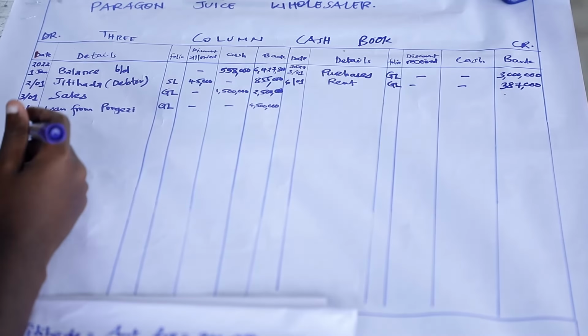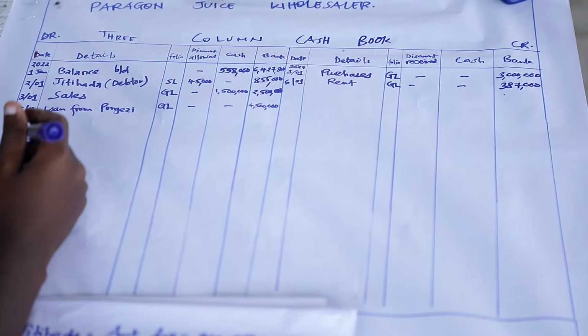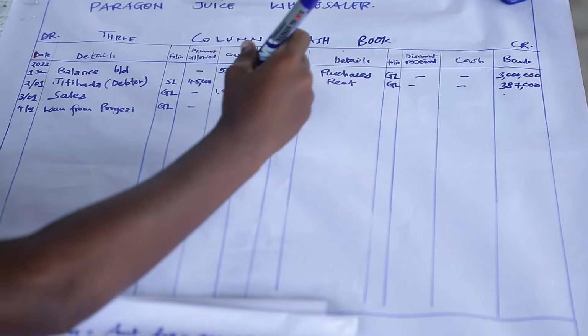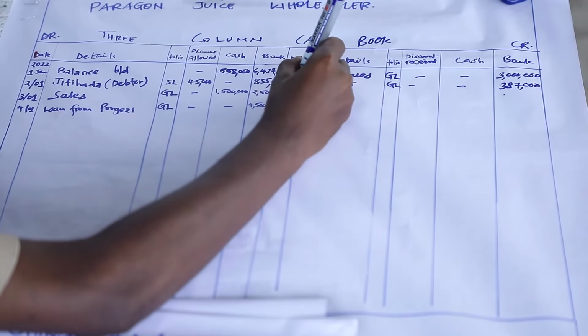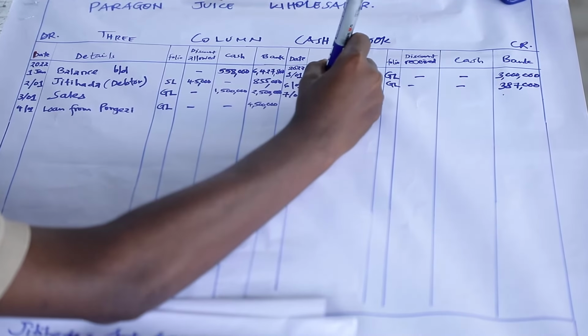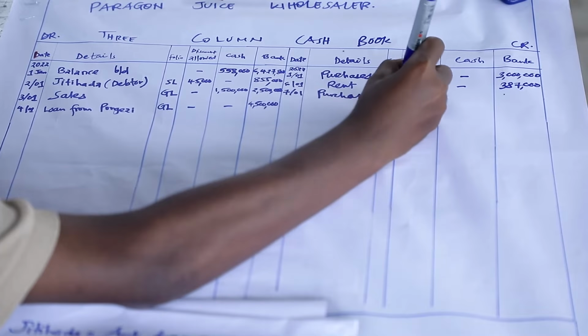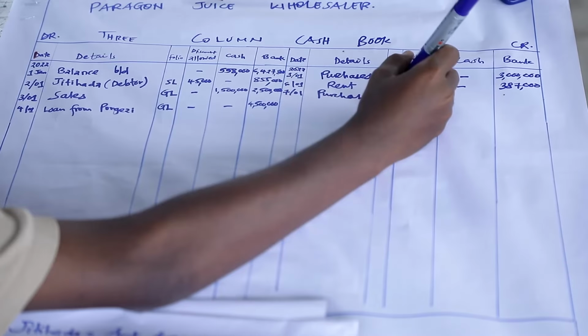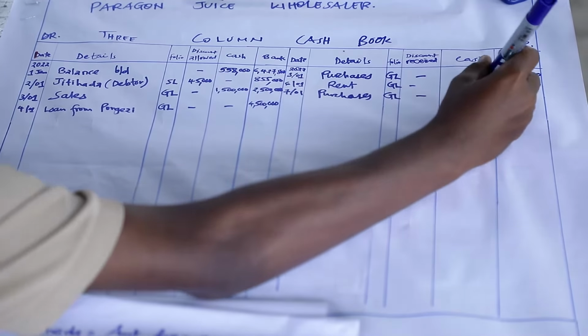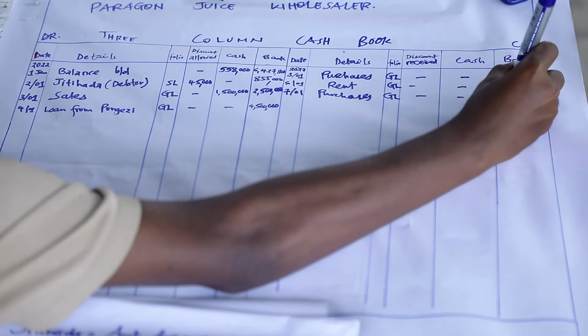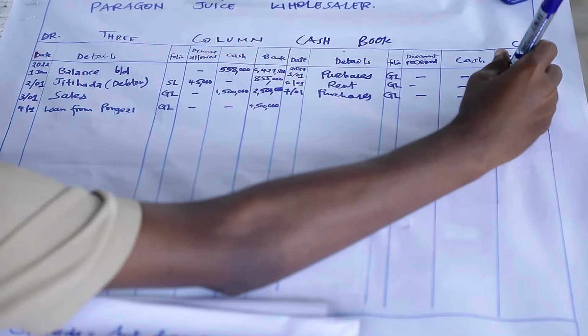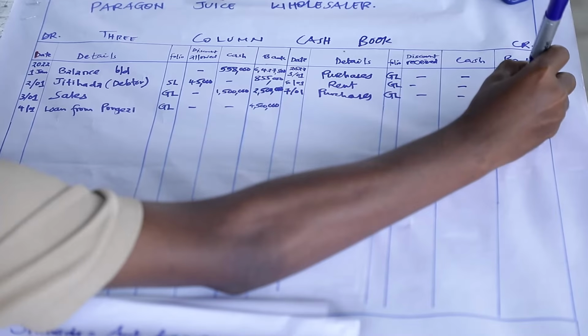So after there the next transaction will be on 7th January, bought goods and paid by check. Bought goods maana tumenunua bidhaa, tumetoa hela. So here we have purchases, and this will go to the general ledger. So bought goods and paid by check itaenda kwenye bank column. So 1,350,000.